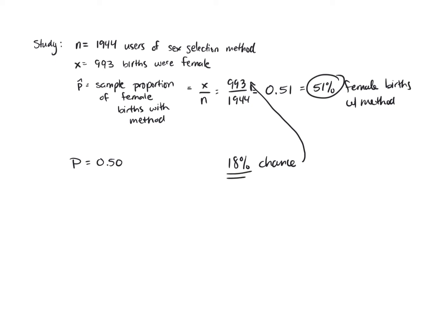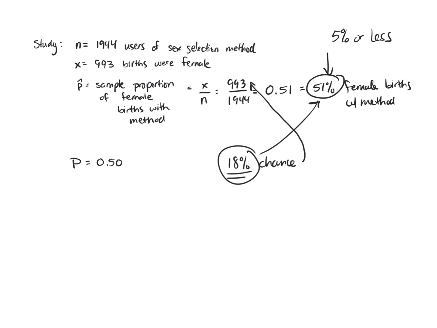So the criterion we use to determine if results from a study are statistically significant or not is the rule that if the chance of getting this specific result is 5% or less, then we say that this result has statistical significance. But in this particular study, we're told that there was an 18% chance of getting this particular result. So 18% is higher than 5%. So if the probability of getting your results is greater than 5%, then we say that there is no statistical significance.